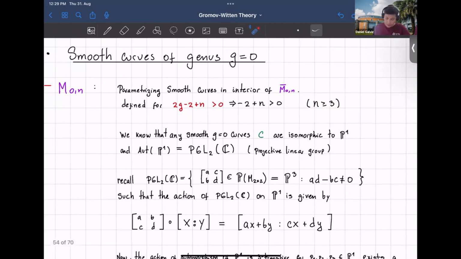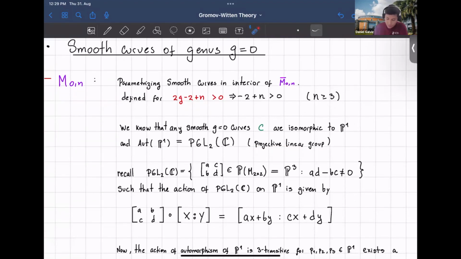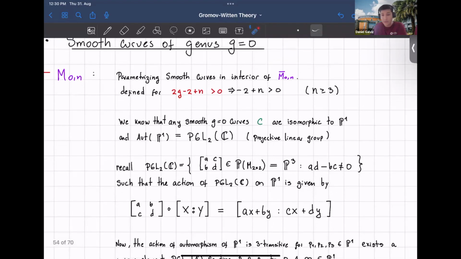So we know that any smooth genus 0 curve C is isomorphic to P1. I hope the people from the algebraic geometry course remember this. And then the automorphisms of P1 are the projective general linear group over the complex numbers, PGL(2,C). This projective linear group is just a family (a, b, c, d), a matrix, the projectivization of the 2 times 2 matrices. And this is basically just a P3. This lives in P3.